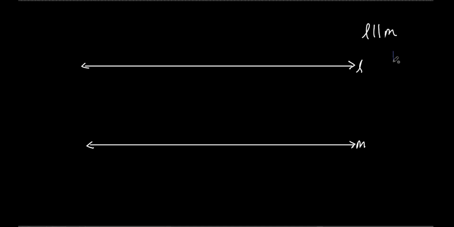Did I ever show you this one? Did I ever show you that symbol? I didn't show you that one yet? Okay. I think we're going to talk about that today. All right. But this means parallel. So line L is parallel to line M.